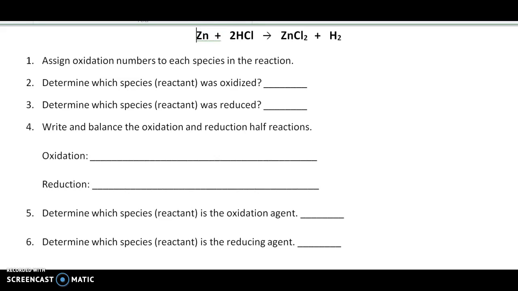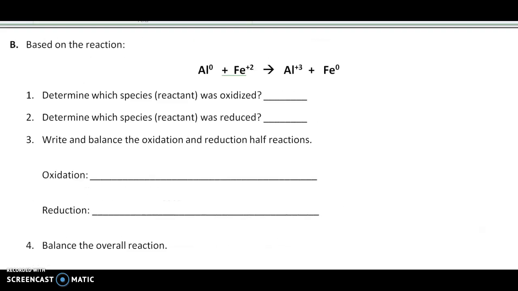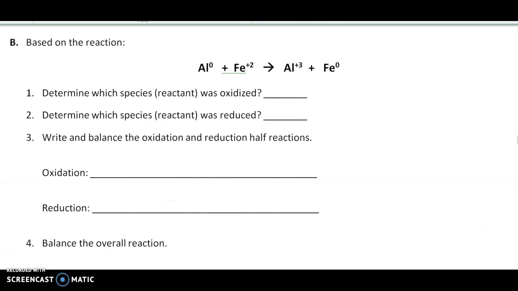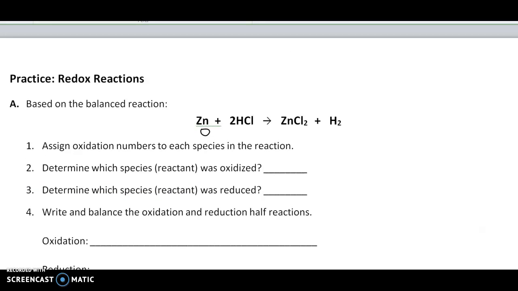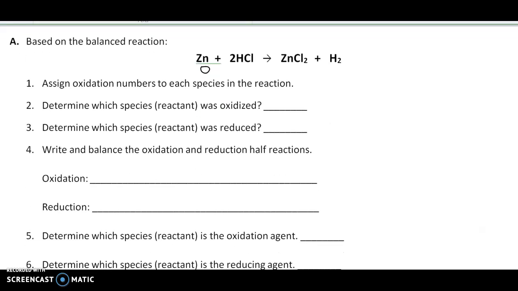So let me just get my pen. So it is 0. Hydrochloric acid is also neutral. However, hydrogen and chlorine are bonded, so they will have oxidation states now.